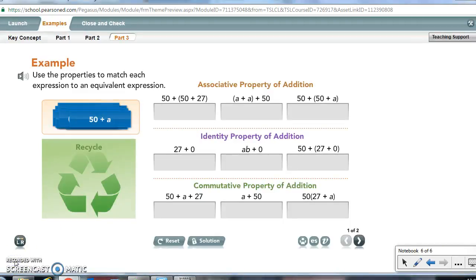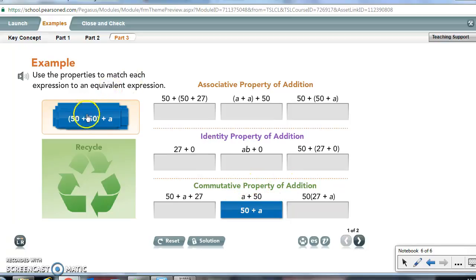So they want us to go through and use the properties to match each expression to an equivalent expression. So we have the associative property of addition, which was moving the parentheses, the identity property of addition, which means you can add any number plus 0 and still get the same answer, and the commutative property of addition, which is, hey, you can flop things around and get the same answer. So I can put 50 plus a here because the commutative property just moves those numbers.